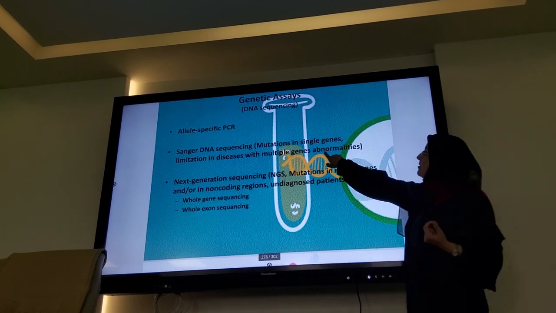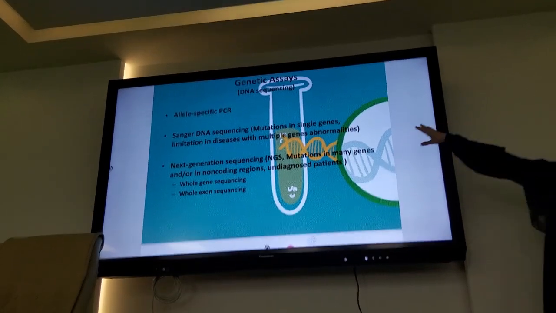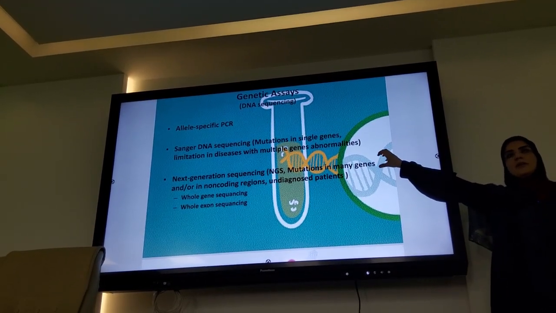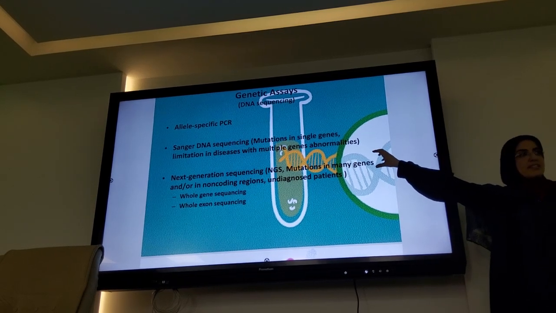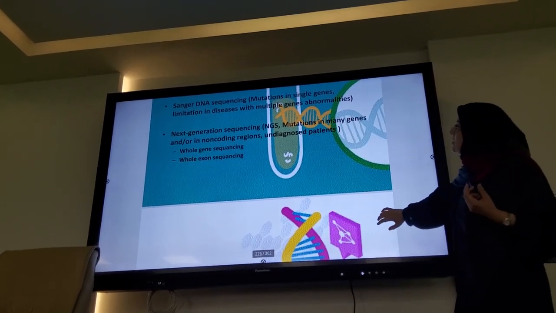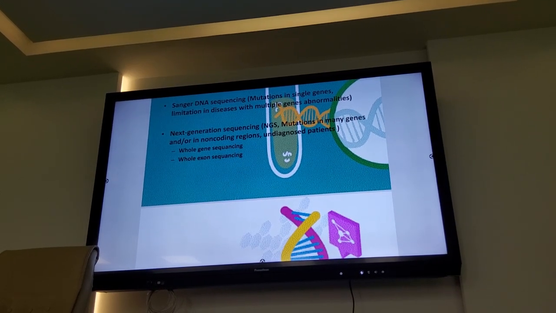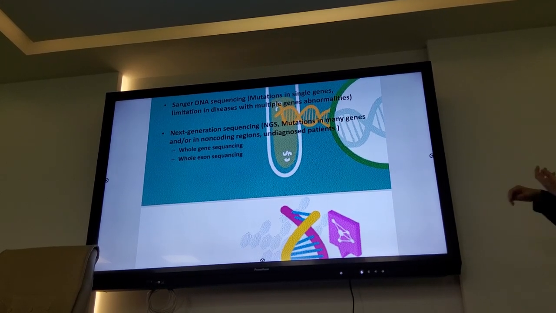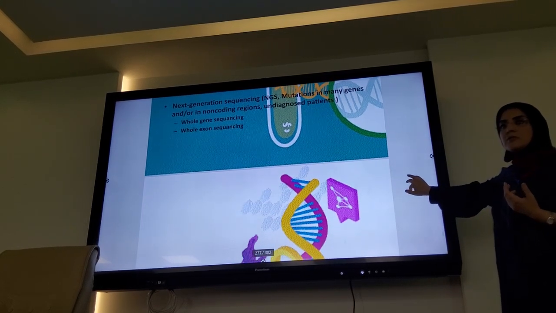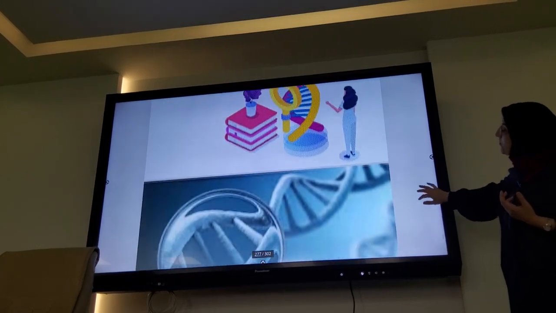So this one is very expensive and time-consuming. But this one, next generation sequencing, is less expensive and not time costing. Yeah, thank you.